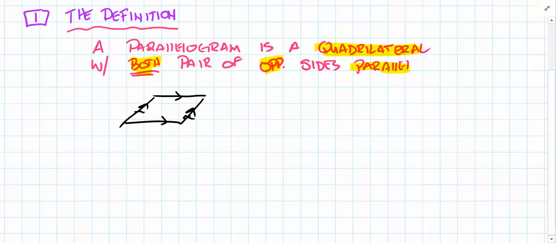Okay? What makes that a parallelogram? Well, first of all, how many sides does it have? Four. First of all, that's a quadrilateral, and I have both pairs. So I have this pair and that pair. Both pairs of opposite sides are guaranteed to be parallel. So my green and my blue are parallel.